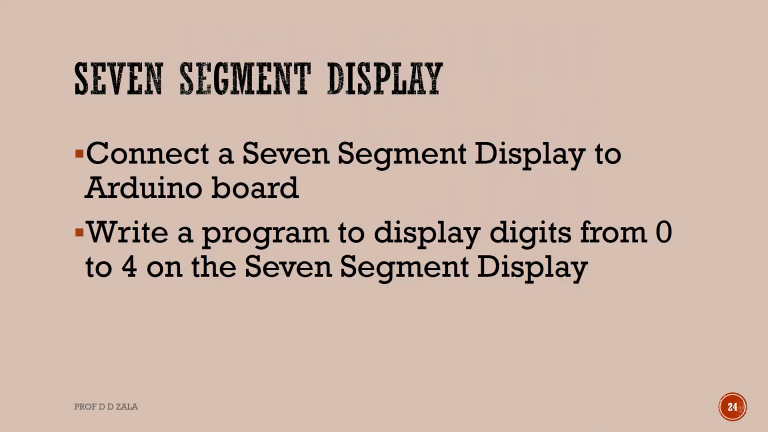Then we will prepare a 7 segment display connection with the Arduino, where we will connect a 7 segment display to the Arduino board, and then we will write a program to display digit from 0 to 4 on the 7 segment display.